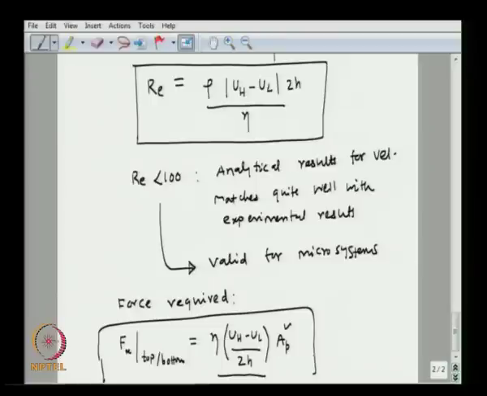Also, from this equation, knowing the area of the plate, knowing the velocities, knowing the force that is required, we can also estimate eta for a practical situation. Okay. So, this equation can also be used to measure eta of a fluid.